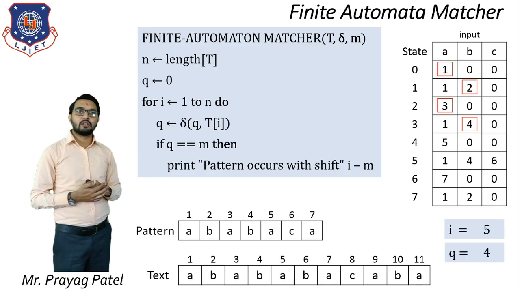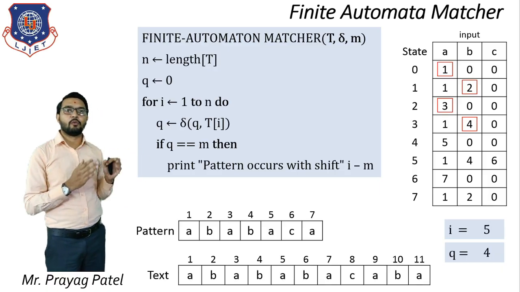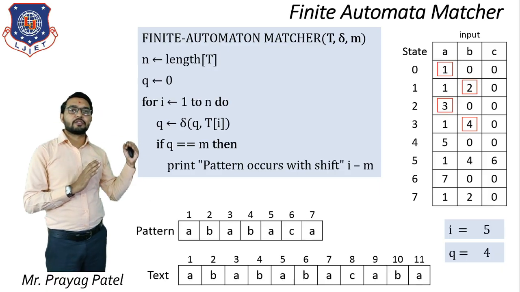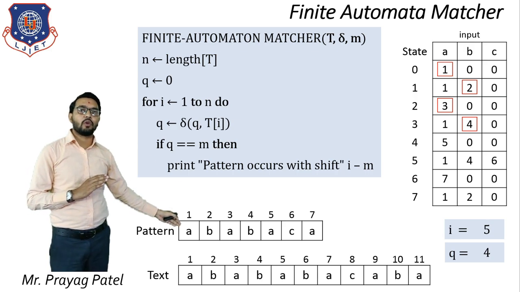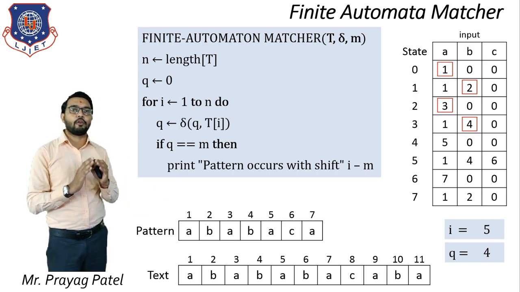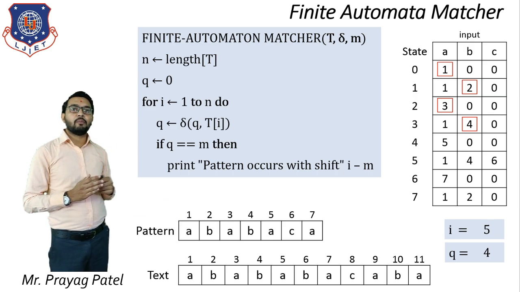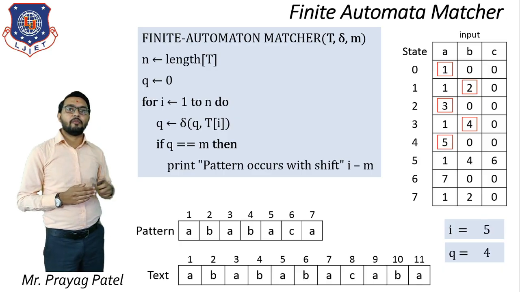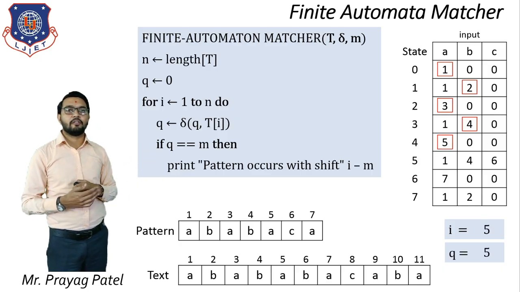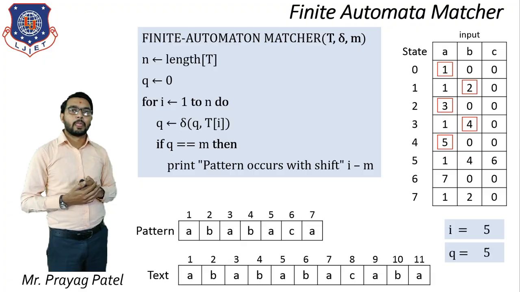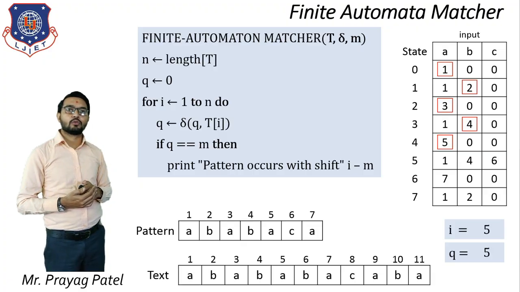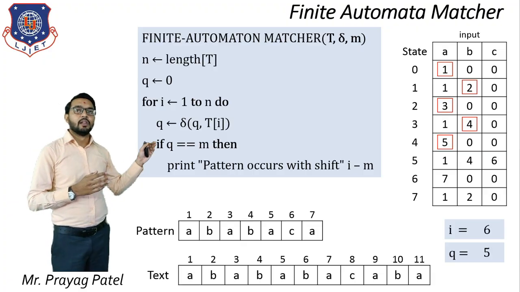Now increment I, so I equal to 5. Now find 4 and the text of 5 location, and text of 5 equal to a. So consider 4a: the fourth row and column a value is 5. So consider q value equal to 5. Now increment I by 1, so here I equal to 6.